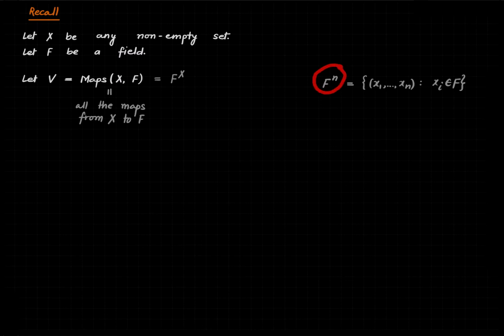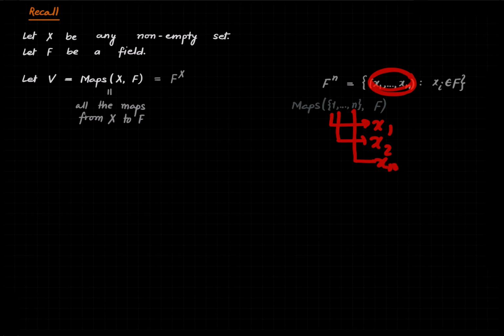But this object is really, if you think about it, nothing but the set of all the maps from the n element set 1 up to n to the field F. How? Every tuple you can think of as a function from this to that, right? What is this function? It takes 1 to x1, 2 to x2, and so on, n to xn. So every tuple is really a function.